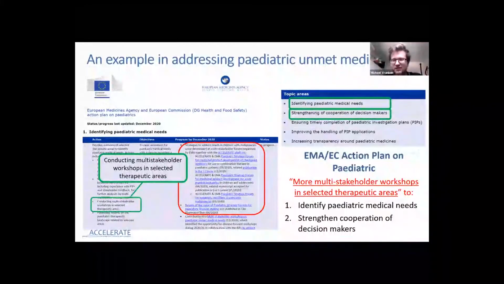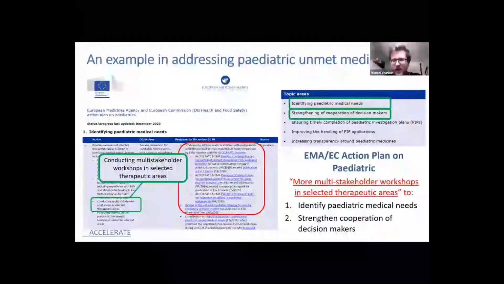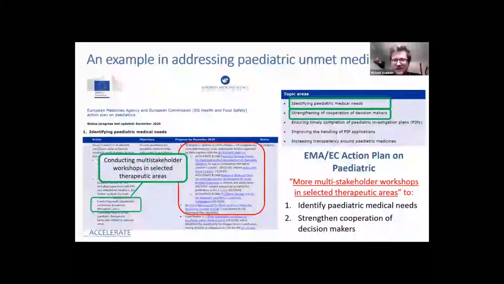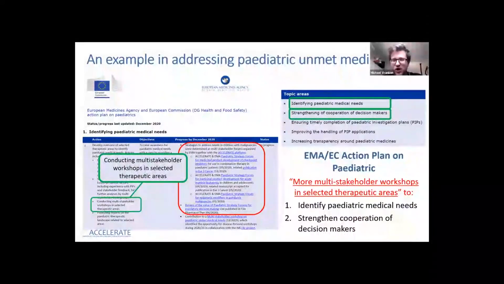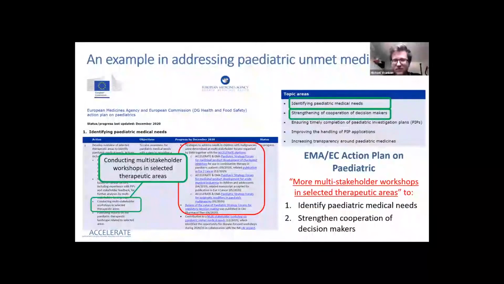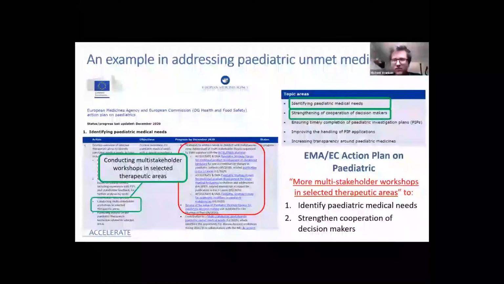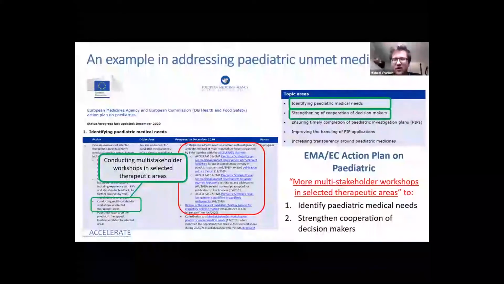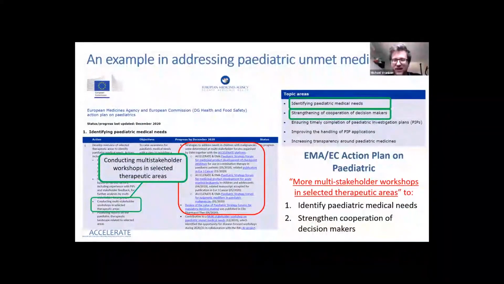This joint action plan on pediatrics is aimed to support the development of medicines for children in Europe. And they have 5 key areas described by this plan. Accelerate has actively contributed to identifying pediatric medical needs in oncology. And in this key area of pediatric medical needs, the EMA European Commission recommends conducting multi-stakeholder workshops in other selected therapeutic areas, using the Accelerate Pediatric Strategy Forums as a successful initiative to be replicated in other pediatric specialties.